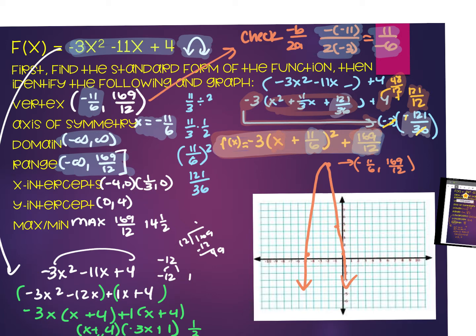When you go to solve for your intercepts, you can do the even root property over here. I could subtract 169/12, divide by negative 3, square root both sides, and then add. As long as you're comfortable with factoring, it's going to be much easier to come back up to the beginning and factor it. It will be a factorable polynomial.